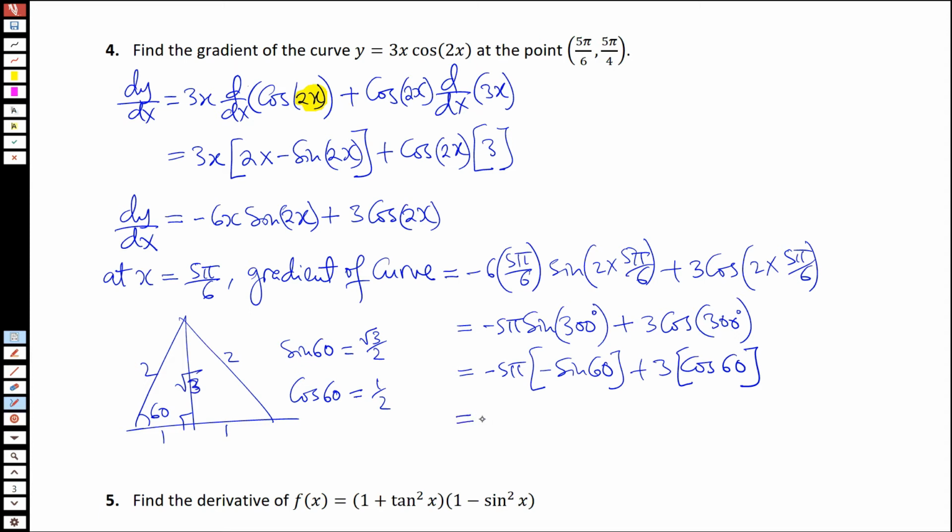So this will be equal to negative 5 pi. It's actually 5. So 5 pi into bracket, negative sine 60 is negative root 3 over 2 plus 3 multiplied by cos 60 will be equal to a half. And then if you simplify this, that will be equal to 5 pi root 3 over 2 plus 3 over 2. And that's basically how you work out that question.